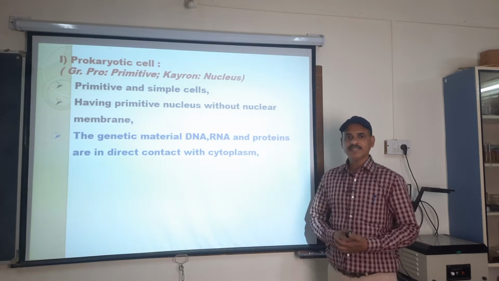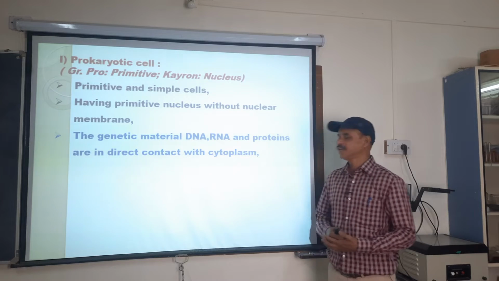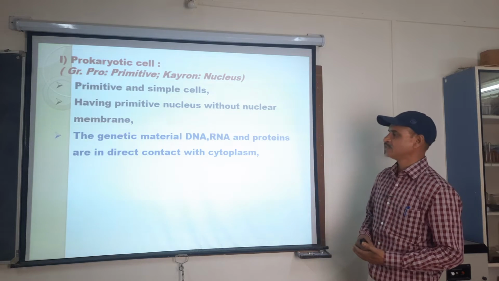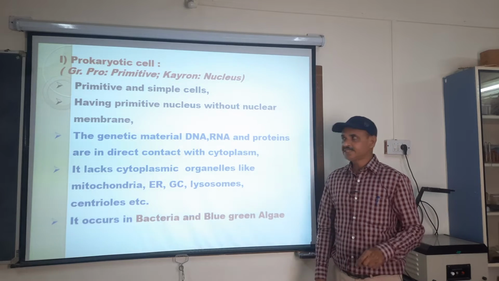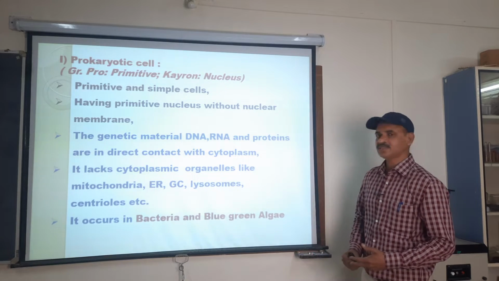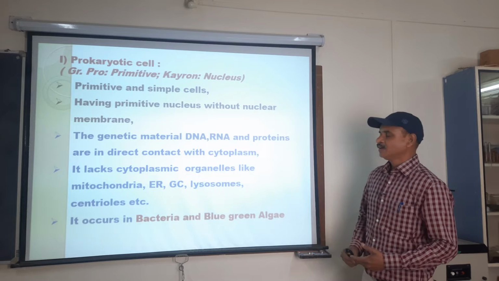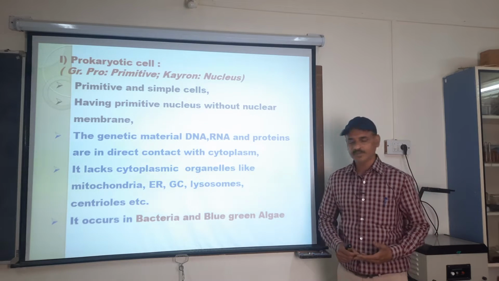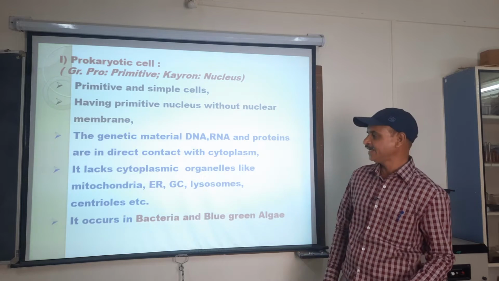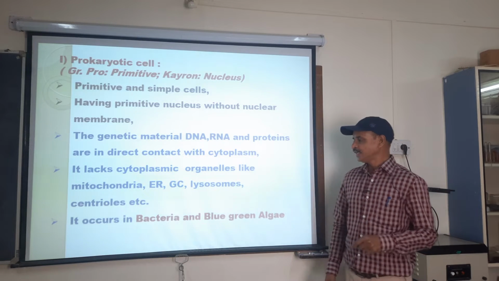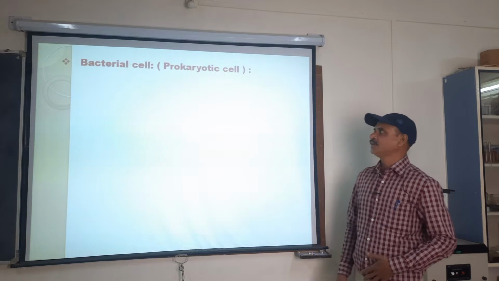membrane. These cells have genetic material, DNA, RNA and proteins, in direct contact with the cytoplasm. The prokaryotic cell lacks cytoplasmic organelles, meaning mitochondria, endoplasmic reticulum, Golgi complex, lysosomes and centrioles are absent in these cells. This cell occurs in bacteria and blue-green algae.